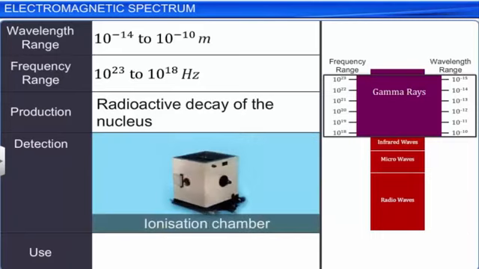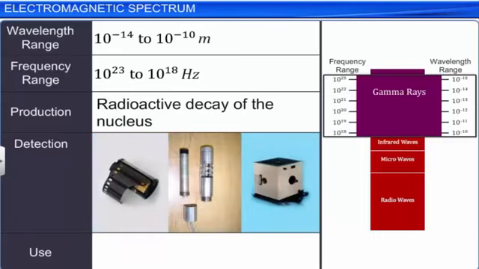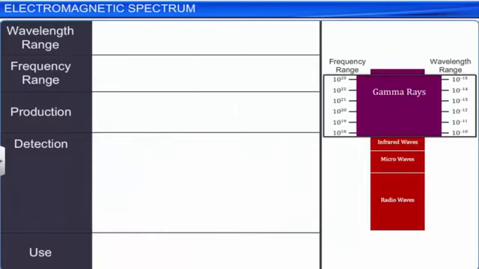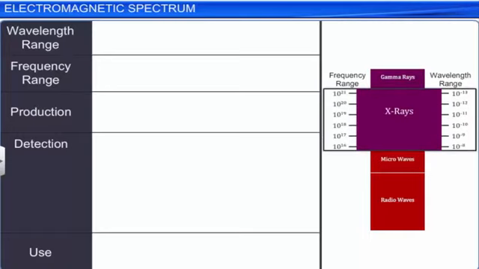Now, let us move on to X-rays. Wavelength of X-rays is in the range of 10^-13 meters to 10^-8 meters.